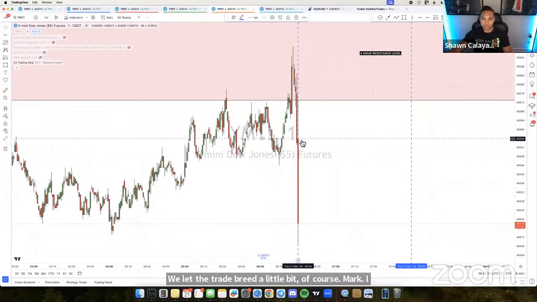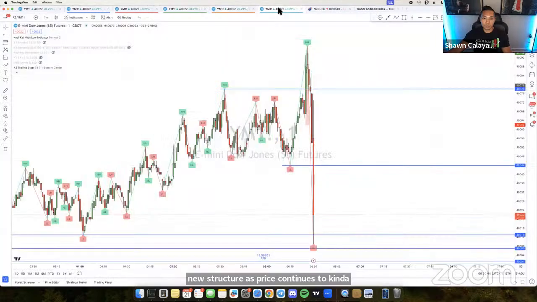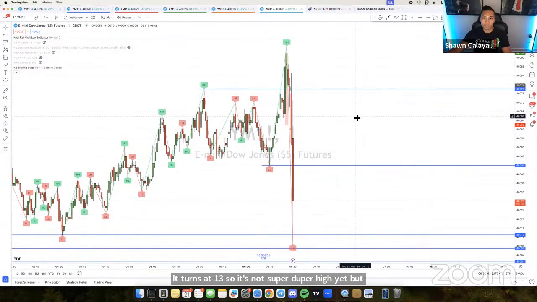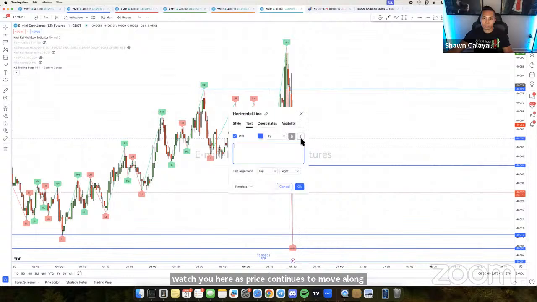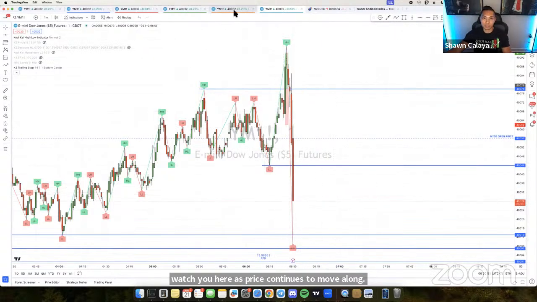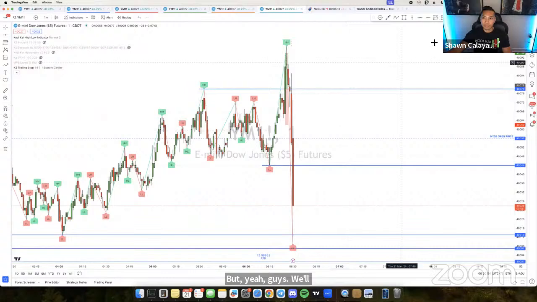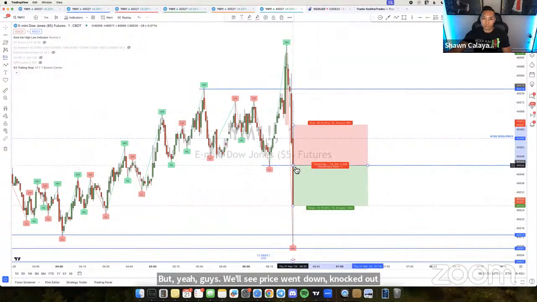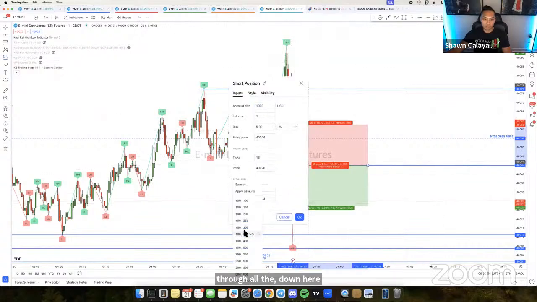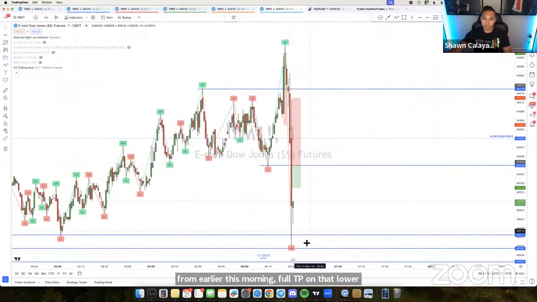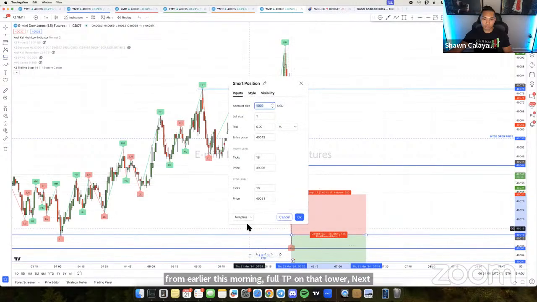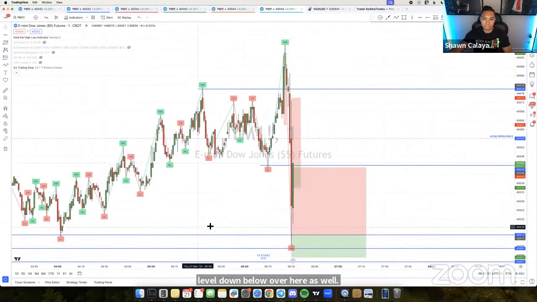Market new structure as price continues to kind of move around a bit. ATR is at 13, so it's not super duper high yet, but it is getting there. So of course we will continue to watch it here as price continues to move along. But yeah, guys, we'll see price went down, knocked out through all the liquidity down here. So if you guys saw the liquidity right here, I marked this up from earlier this morning, full TP on that lower liquidity. Next level down below over here as well. I'm not sure if it hit, but it looks like it probably did.